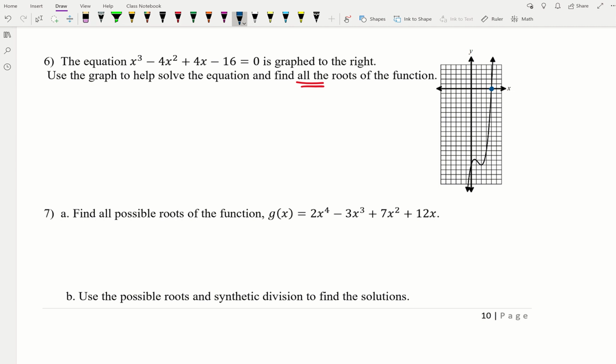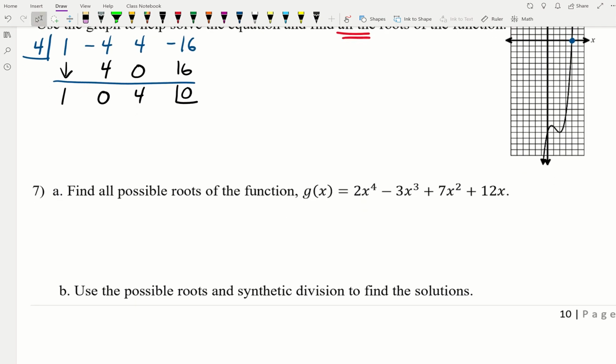The x-intercepts are solutions. So what that's going to allow us to do is do synthetic division using our root of 4. I'm going to list the coefficients of 1, -4, 4, and -16. All right, we're going to do the synthetic division by bringing down the 1. 4 times 1 is 4. Add to get 0. 4 times 0 is 0. We add those to get 4. And then 4 times 4 is 16. We add and we get 0. So that remainder of 0 just confirms that 4 is a solution.